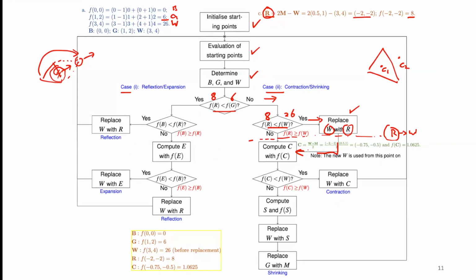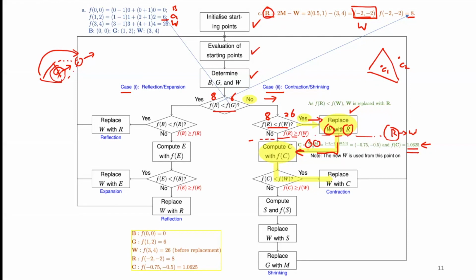Anyway, we are now here. We compute C using the worst point as well as the W point. Again, the worst point now is the point R right here. Now we call this W. So we can compute that the C cost is 1.06.